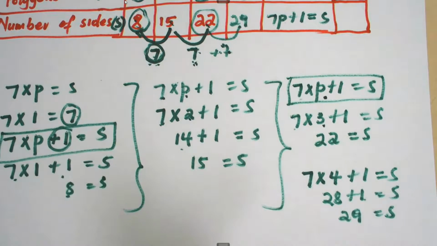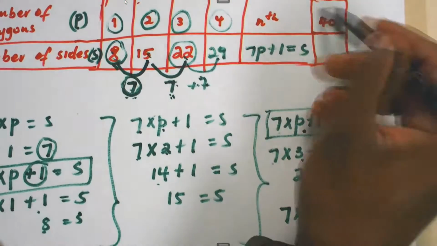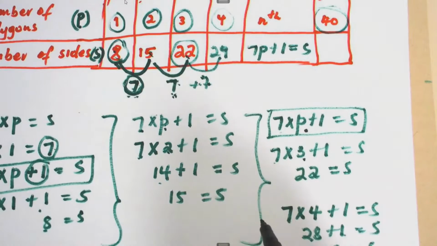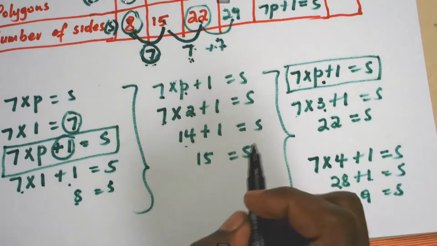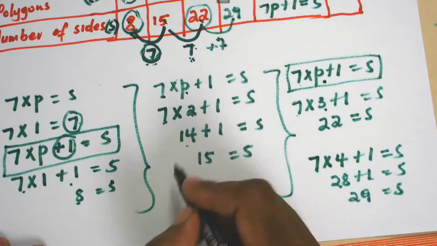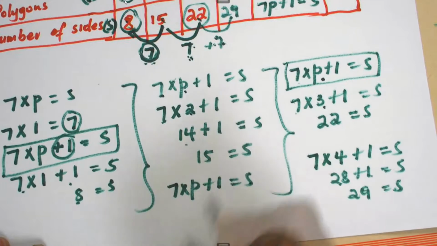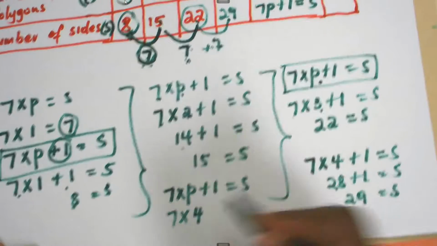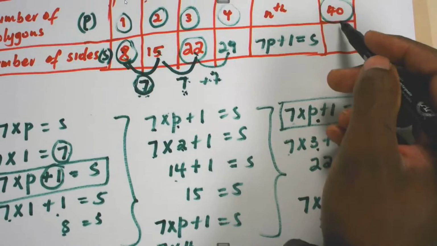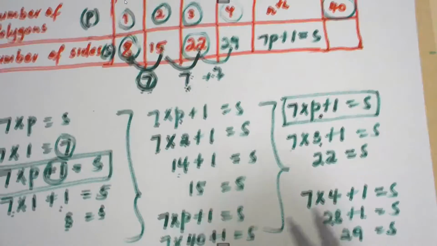So we don't worry, even if they say find the term number 40 in this case, or the polygon number 40. It's going to be simpler for us because we just apply our equation. What is the equation? 7 multiplied by p plus 1 equals s. So 7 multiplied by, they said it's 40. So polygon number 40, we substitute 40, plus 1 equals s.